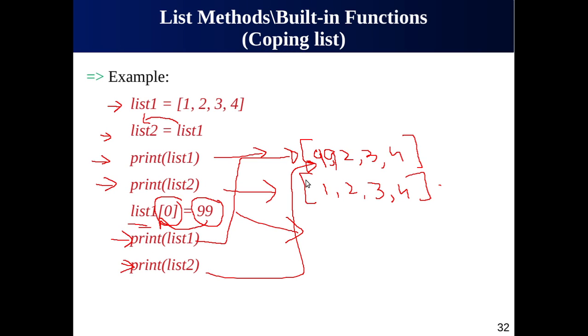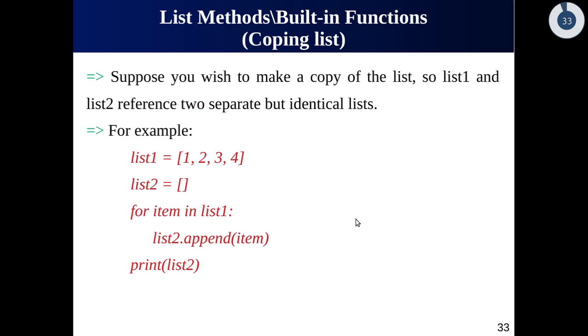But in some situations, we want to make a copy, but a separate copy. For example, if you make changes to list1, the changes should not be reflected in list2. And if you make changes to list2, the changes should not be reflected in list1. So suppose you want to make a copy of the list so that list1 and list2 reference two separate but identical lists. Different ways are there. One way to do this is with a loop that copies each element of the list.